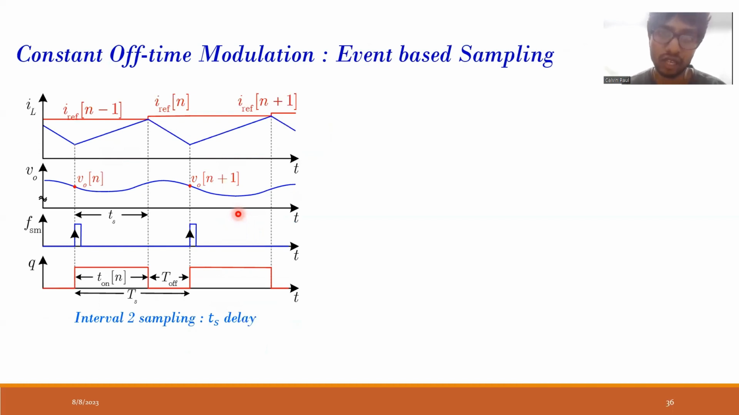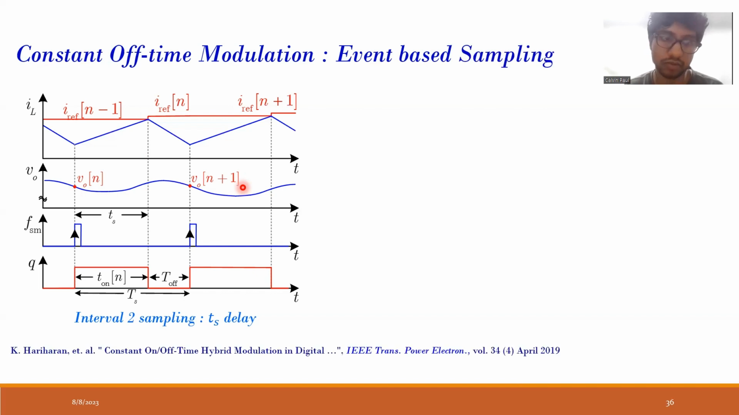So to avoid that, we have event-based sampling. When the switch turns on, we give the sampling command. Then again, only when the switch turns on do we give the sampling command. Because the sampling happens based on an event, we are able to have one sample per switching cycle, and it generates good, feasible operation by considering appropriate delay in the control.